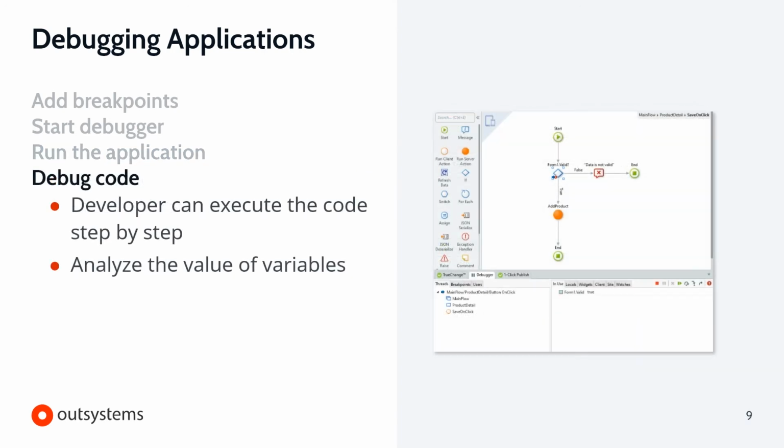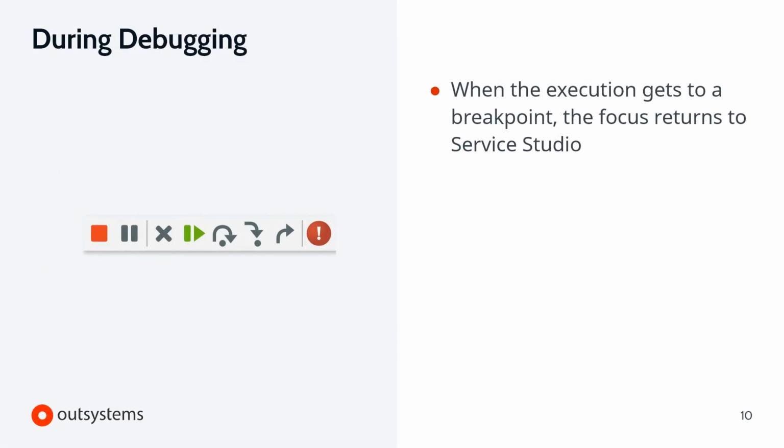Whenever the execution reaches a breakpoint, it is suspended. This allows the developer to execute the code step by step. In this process, it is easy to see what is happening with the code since it is possible to analyze the value of the variables and understand when the application is not behaving as expected. During interaction with the application in the browser during debugging, when the execution stops in a breakpoint, the focus returns back to Service Studio.